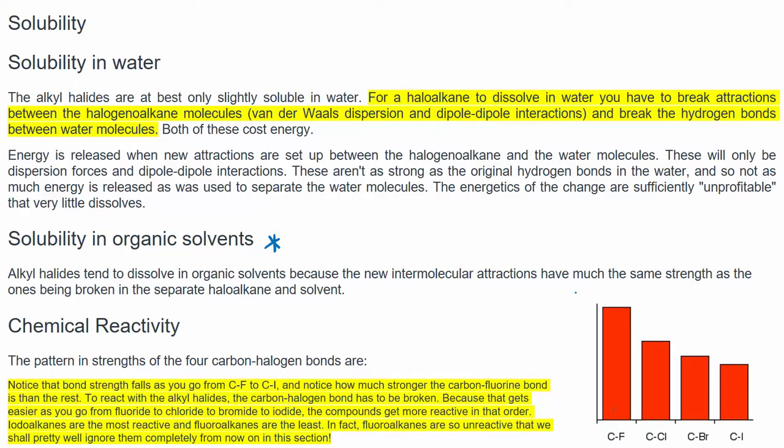Remember, we have strength of bonds related also to the size of the atom. The iodine is going to be the larger of the atom. The larger of the atom has a longer bond length. The longer bond length is a weaker bond. The weaker the bond, the more reactive.